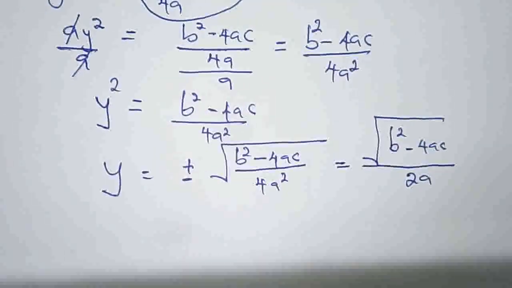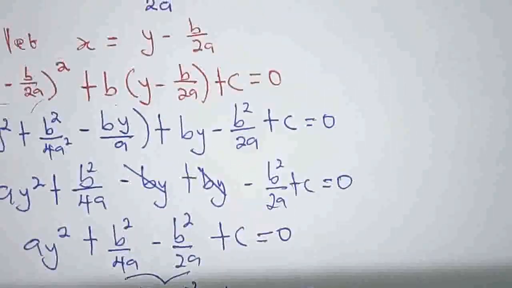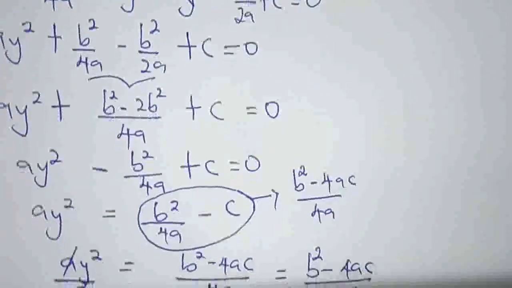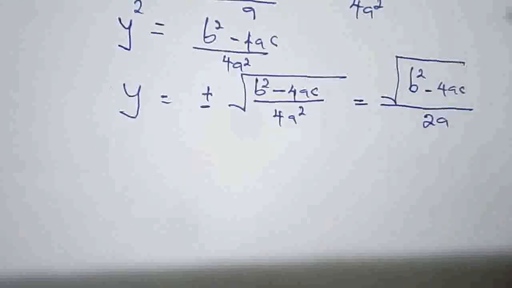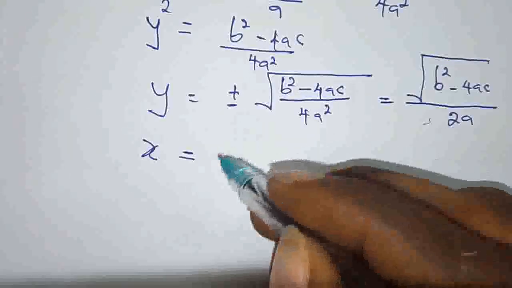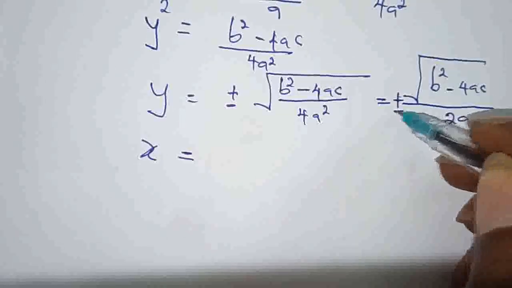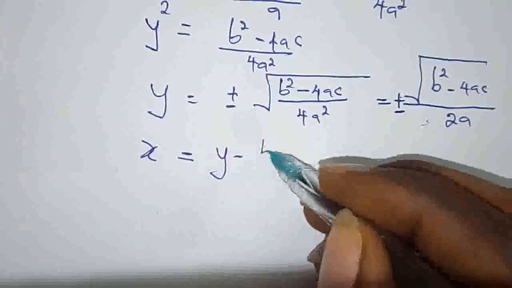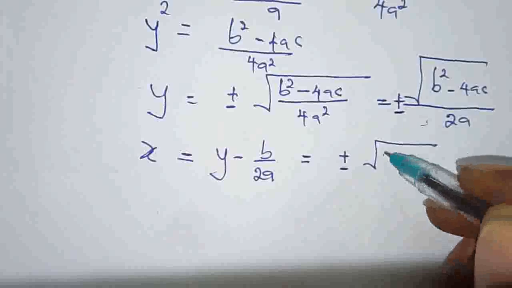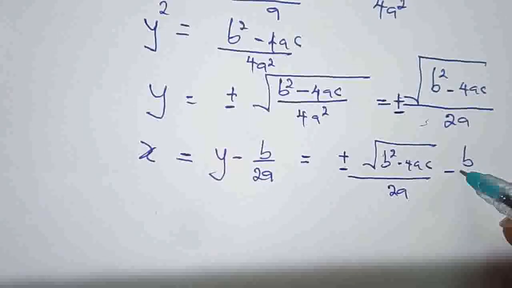Now don't forget that we made a substitution, that x is equal to, so we made a substitution here, let x equal y minus b all over 2a. So we're going to find out the value of x from here now. Right here we have y equal to this, so x is going to be, don't forget that this is plus or minus here, so I'm so sorry for that. So x is going to be y minus b all over 2a. So this is equal to plus or minus square root of b squared minus 4ac all over 2a minus b all over 2a.